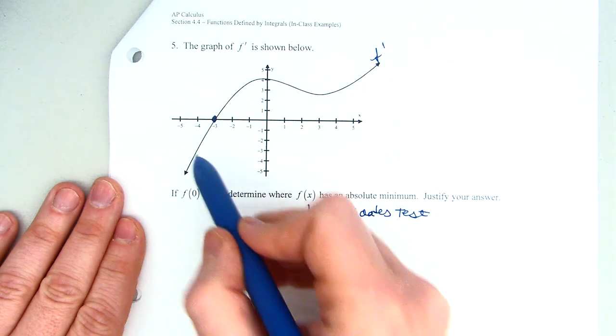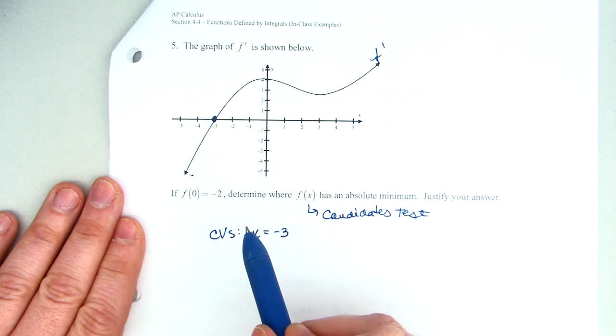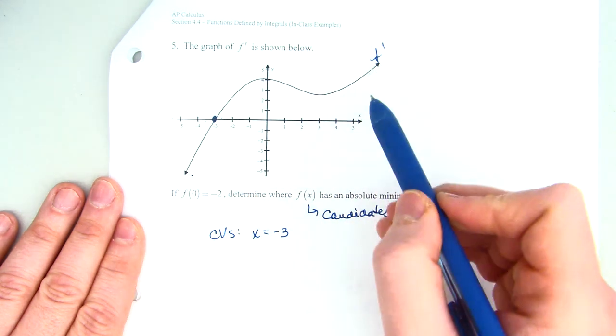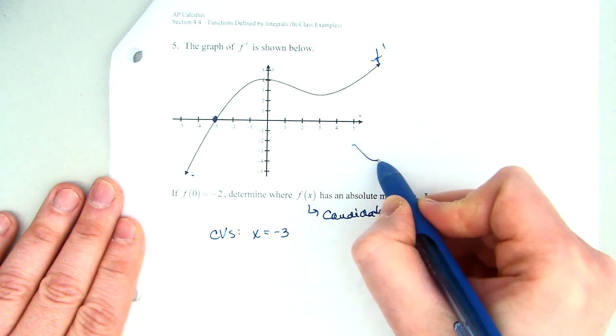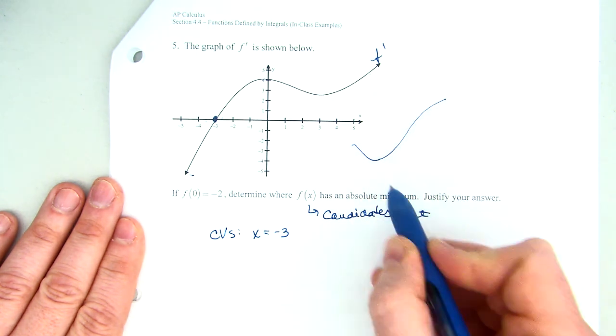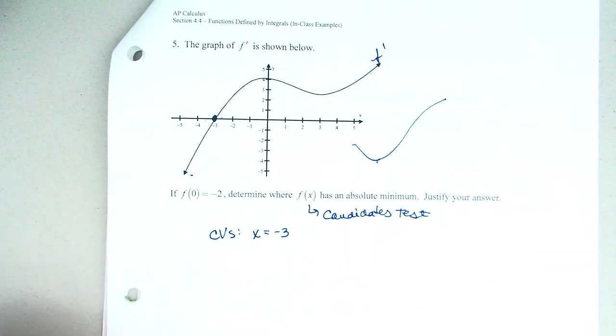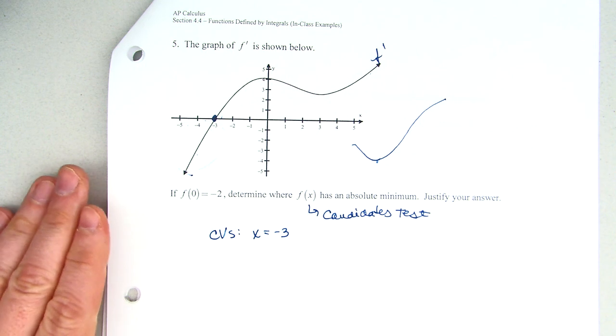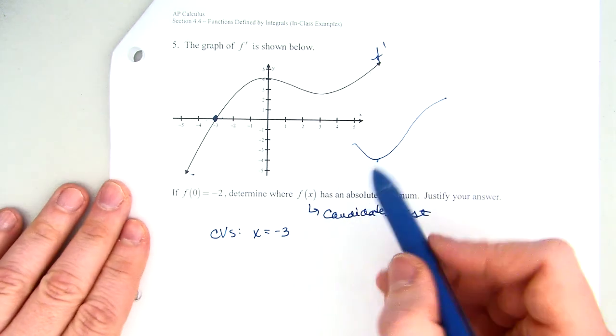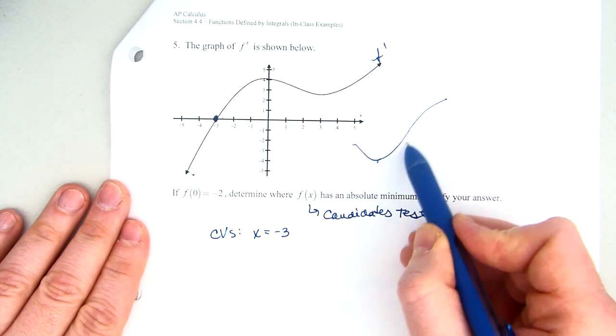What I need to know is because f prime is negative everywhere before here and positive everywhere after there, I'm decreasing everywhere before, I'm increasing everywhere after, that point has got to be where we have our absolute minimum. Because there's only one critical value, and I am decreasing everywhere before there and increasing everywhere after.